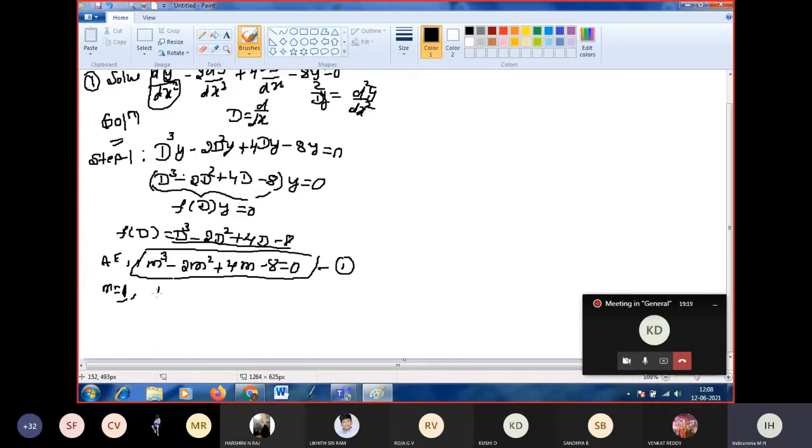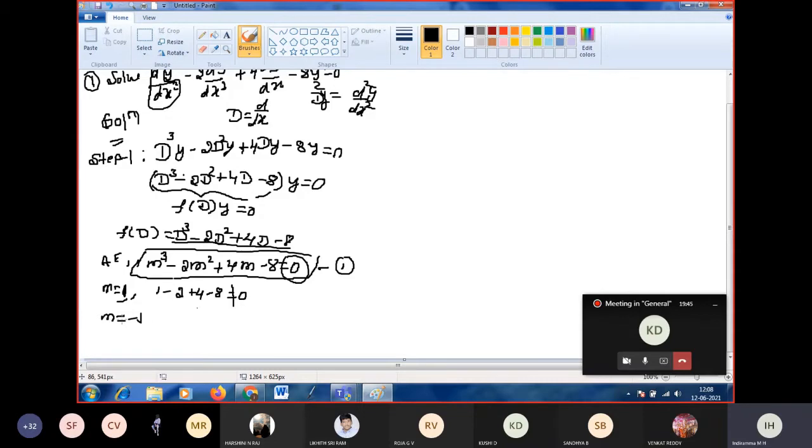1 cube is 1, minus 2 into 1, plus 4 into 1, minus 8, equal to 0. Is LHS 0? LHS should become 0. Is this 0? No, it is not equal to 0. I want to find for what value of m it becomes 0. Next, try m equal to minus 1, after m equal to 1.